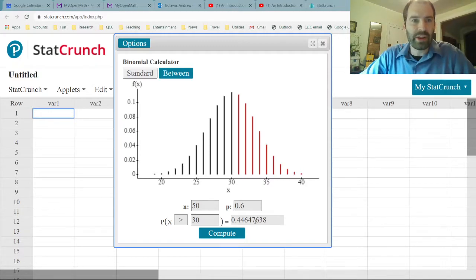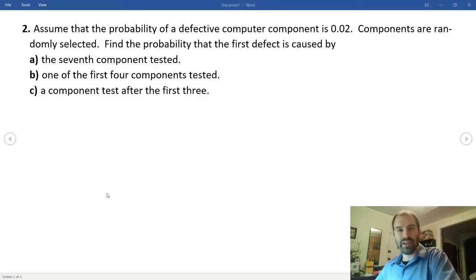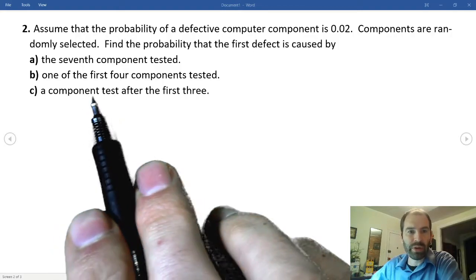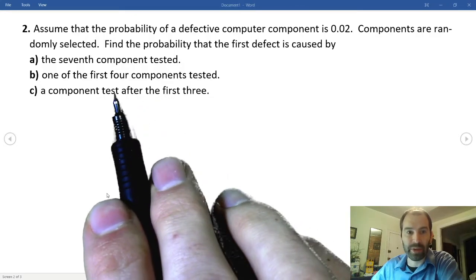Let's go to the next one. Okay, here's the next one. Assume the probability of a defective computer component is 0.02. Components are randomly selected. Find the probability that the first defect is caused by the 7th component tested, one of the first 4 components tested, or a component tested after the first 3. All right, a little typo, I should say tested.